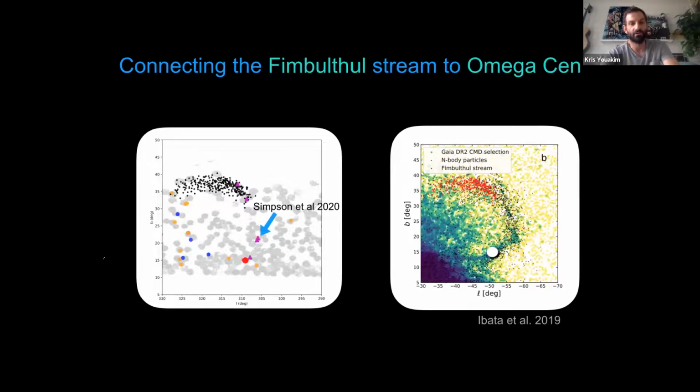So the next steps, of course, are to look in more detail at the detailed chemical properties of these candidate stars, as well as the specific orbits. We can integrate the orbits and see if they follow an orbital path that's consistent with this stream.